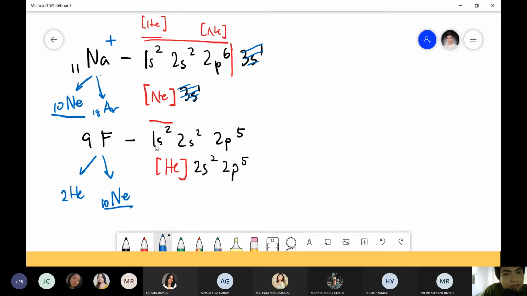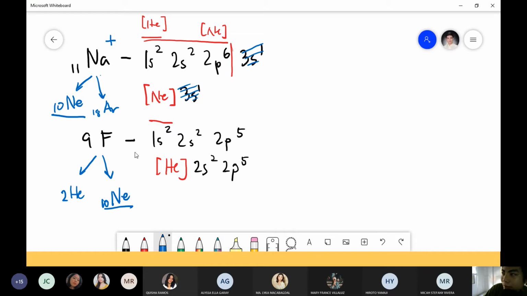Okay? And also, keep in mind that fluorine is the most electronegative atom in the periodic table, meaning it really likes gaining electrons. Okay? So it will not lose electrons, rather it will really gain electrons. So that's why it will copy the configuration of neon. So this is the question. Where will that electron come from? No? San manggagaling yung electron na gusto niya? Okay, so yun ay manggagaling from sodium.